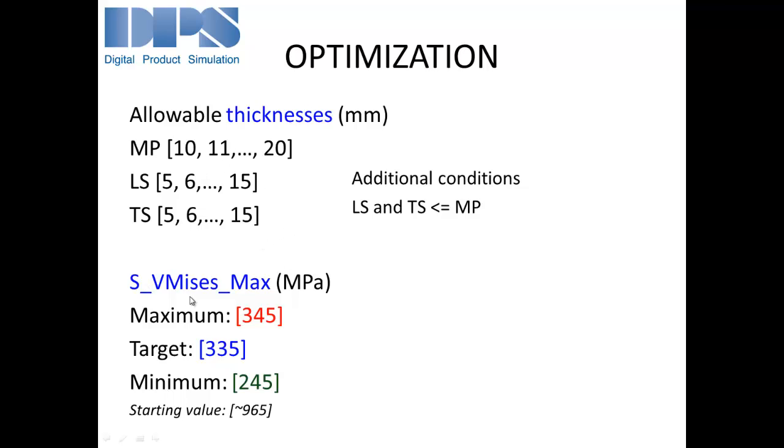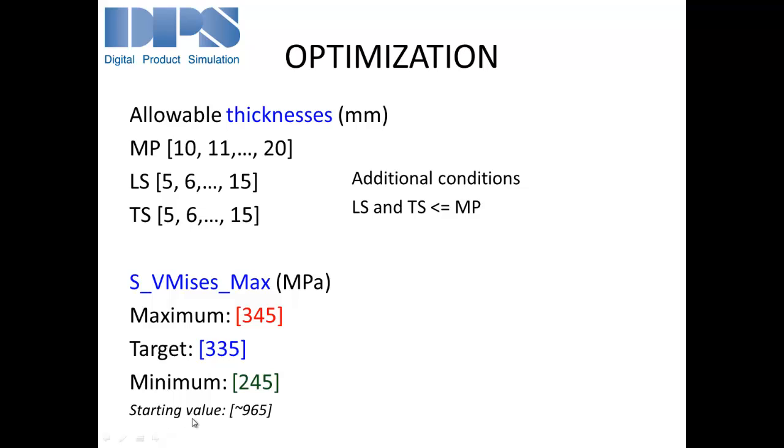About the output, the von Mises stress in MPa, so the maximum, as we have seen, the yield strength is 345. The target will be 335, so just a small margin without any safety factor, because we consider that our model is conservative enough. But the target will be 335, and we also set a minimum. This is to optimize our structure.